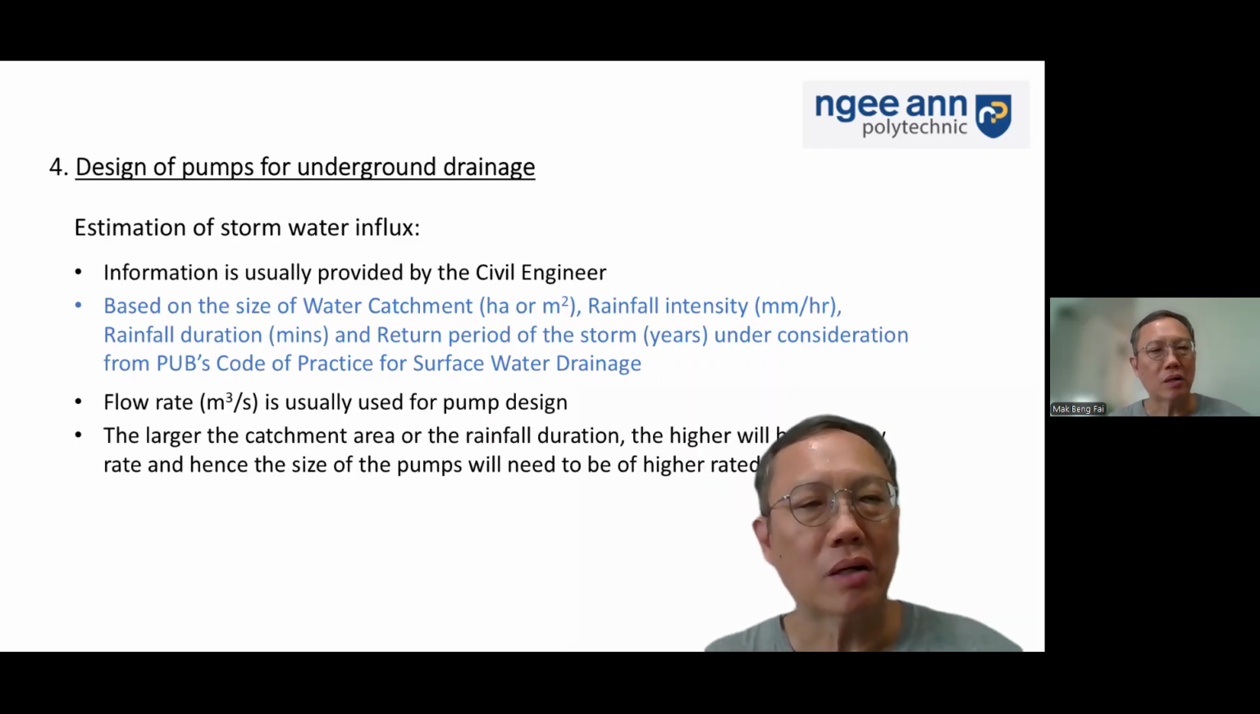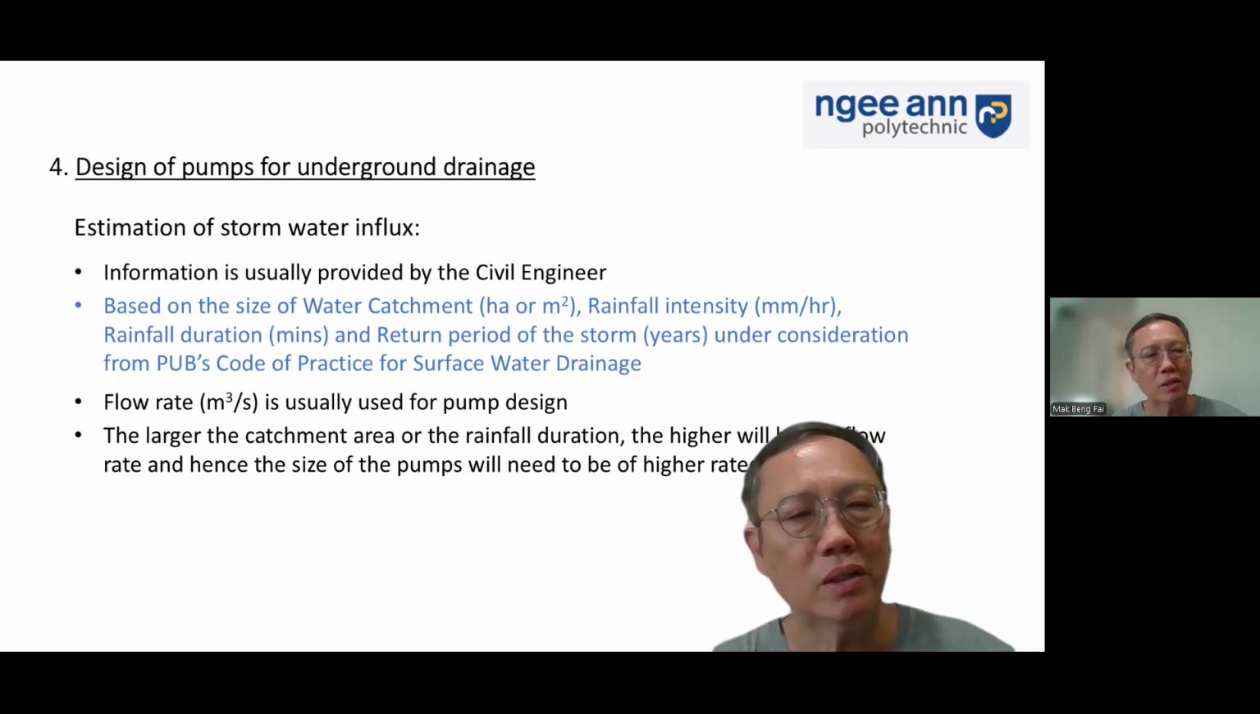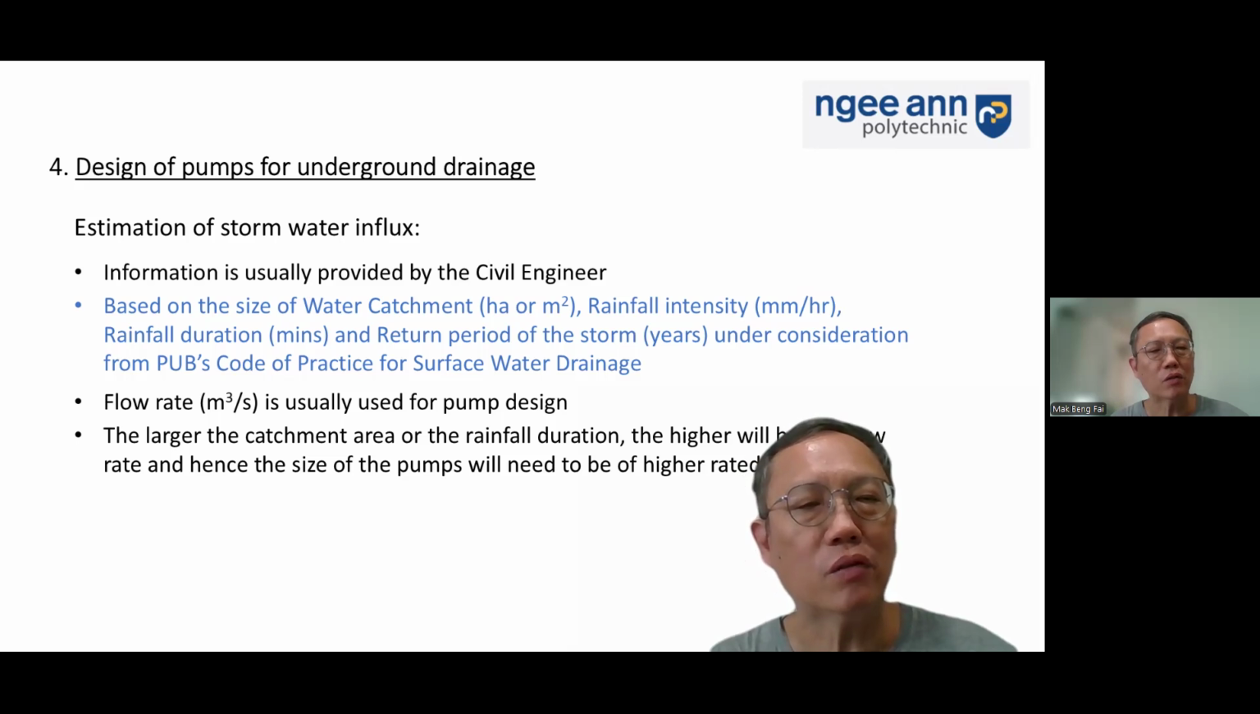Okay, the next thing we talk about is actually the design of the pumps. Now, for the design of the pumps, we require one very important variable, and that is the flow rate. This flow rate we actually got from the civil engineer. Now, as FM, we make sure that this pump is actually designed for this flow rate.